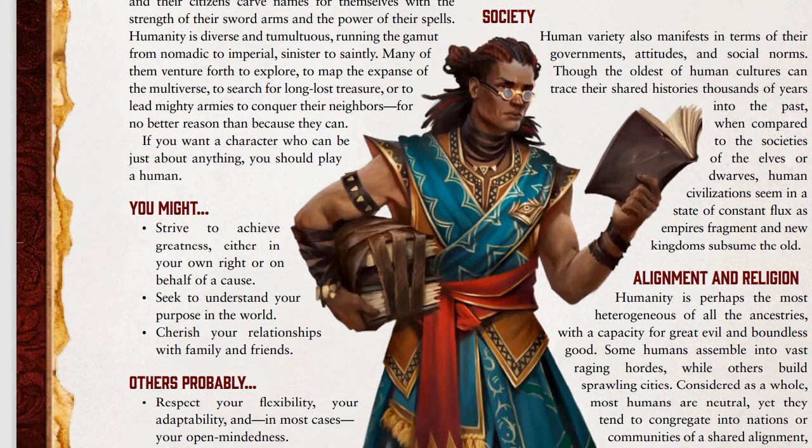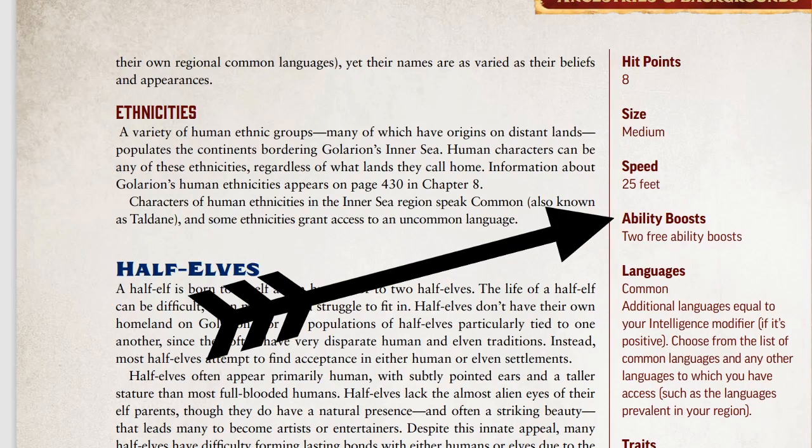Today in the Lair, I will be continuing my Ancestry album series with the Human Ancestry, which includes the Half-Elf and the Half-Orc. These heritages can be applied to any ancestry, but they are covered in the human section of the book, so I will cover them in this video. Let's get started with the basics.